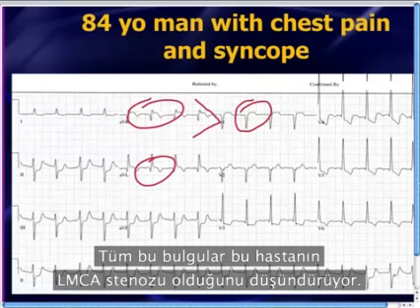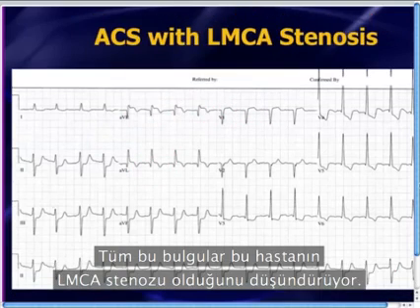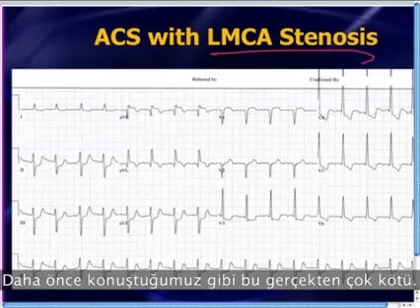All of the things that I'm pointing out are highly predictive of the fact that this patient has a left main coronary artery stenosis. And as we'll talk about, that is really, really bad.